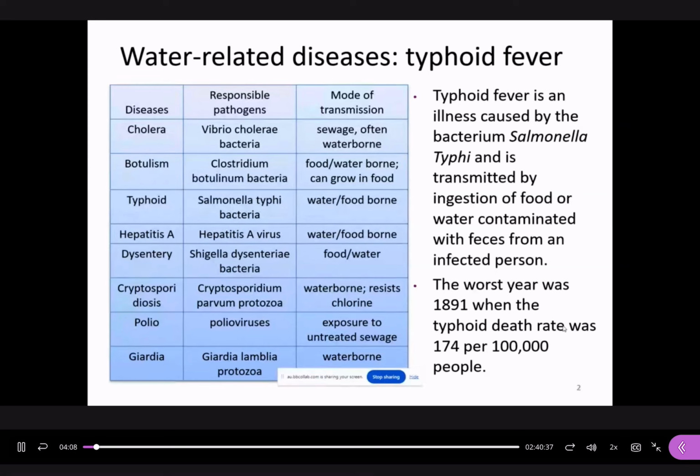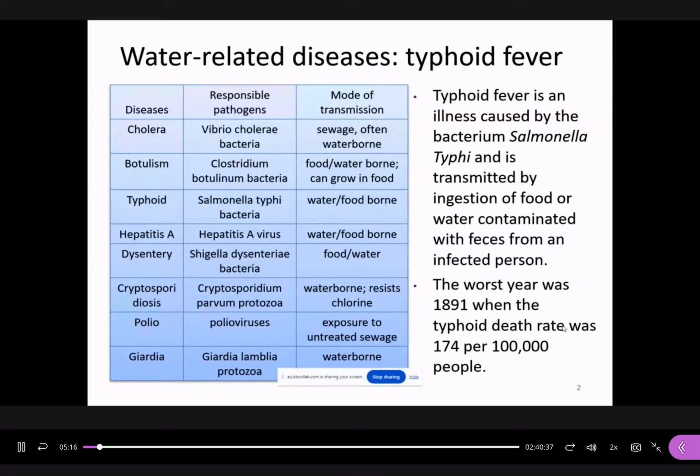Let's first look at a number of water-related diseases. The first one is typhoid fever. It's an illness caused by the bacterium Salmonella typhi, and it's transmitted by ingesting food or water contaminated with feces from an infected person. So here we see that sanitation is also important. Sanitation is part of the clean water scheme. The worst year was 1891, when the typhoid death rate was 174 per 100,000 people.